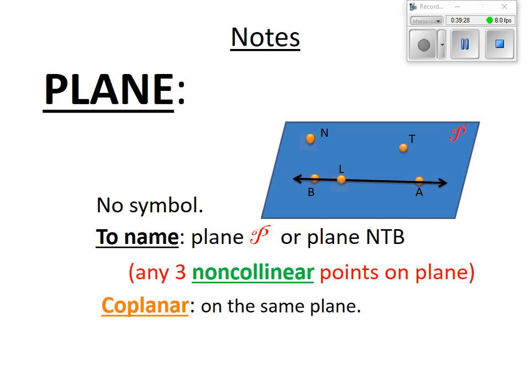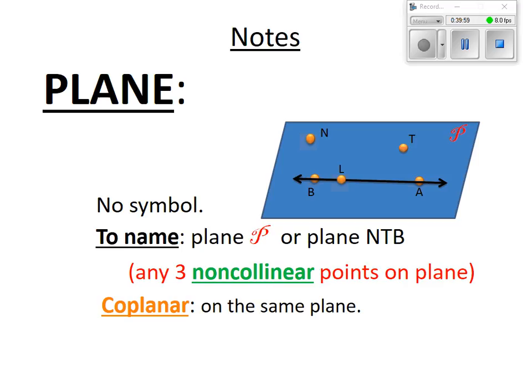Give me another way. I named this plane, plane P and plane NTB. Those are my ways, all right? To name a plane, you can use the little letter in the corner. Notice mine's a cursive letter. This book doesn't use cursive letters or fancy letters. They just use other letters. And sometimes that gets confusing because if I move this point over here a little closer and that T was close to that corner, then you might think the plane is going to be called plane T. So you got to really watch out for that.